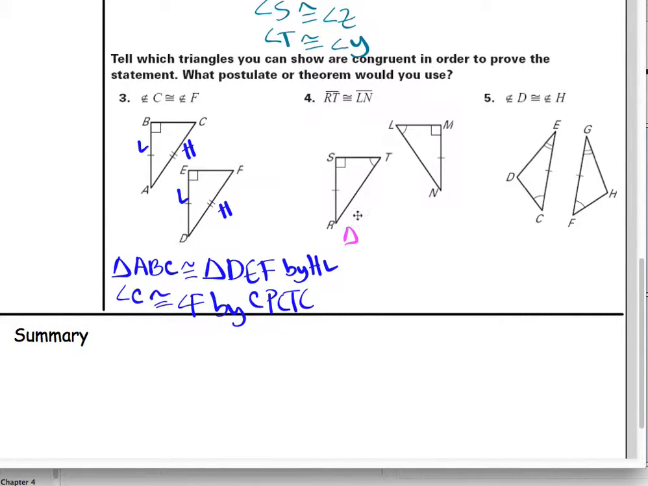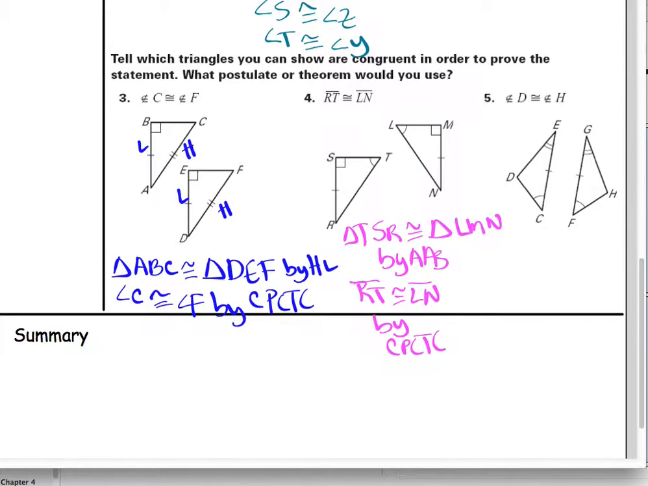I'm going to say triangle TSR. And then for the second triangle, I started with this marked angle, so I need to start with the L that matches it. Then I went to the right angle, so now I need to go to M and then N. And then the reason that those are congruent is angle-angle-side. And then we're able to say the statement they wanted us to say, which is that RT is congruent to LN by CPCTC.